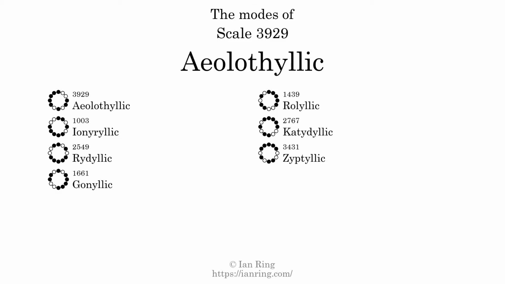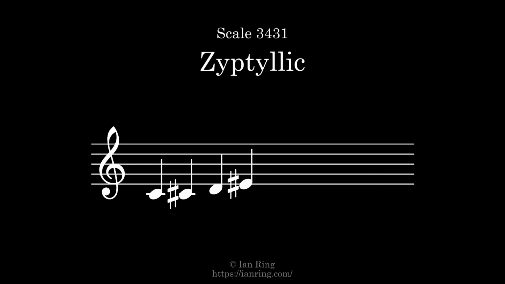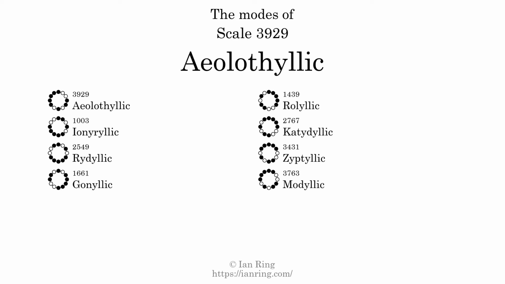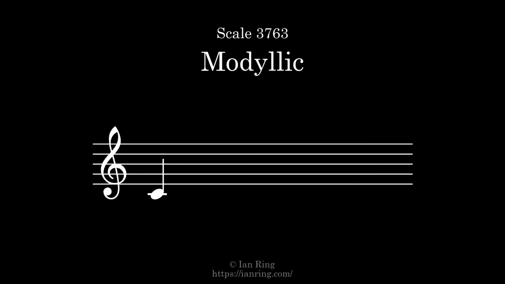The seventh mode is scale 3431, also known as Aeolothyllic. It sounds like this. The eighth and last mode is scale 3763, also known as Aeolothyllic. It sounds like this.